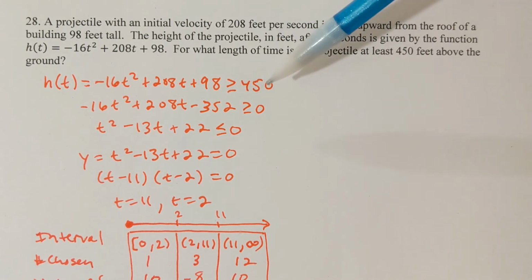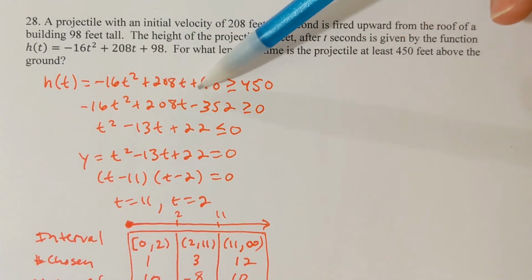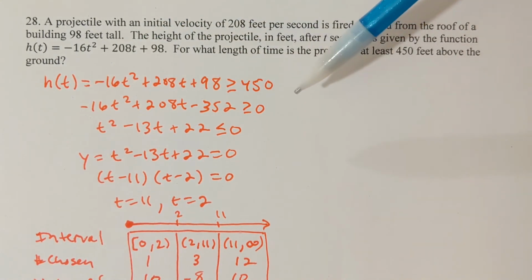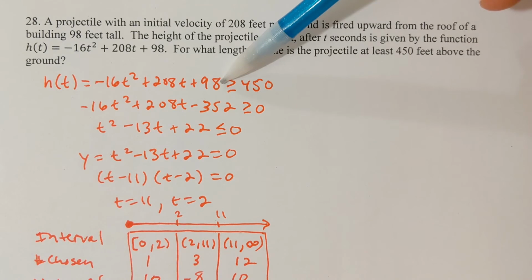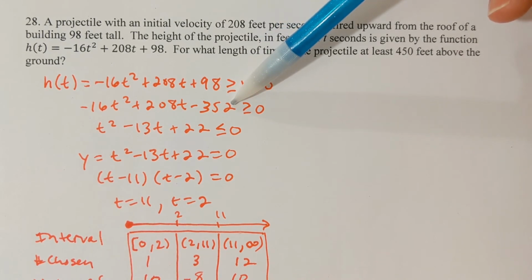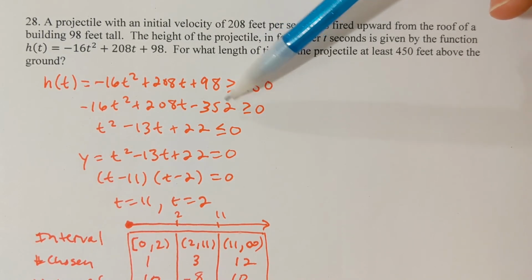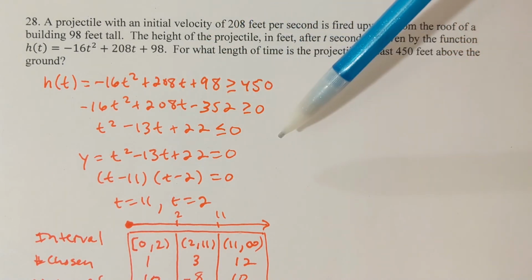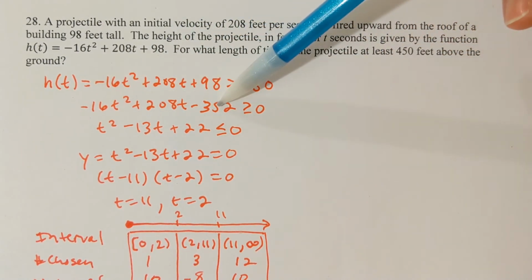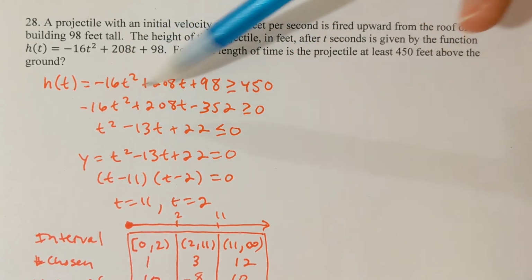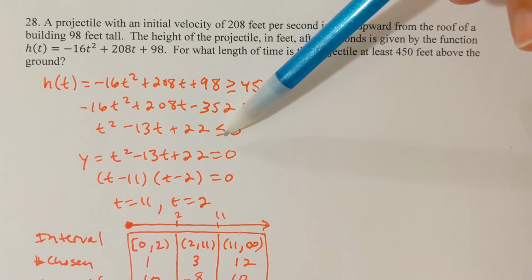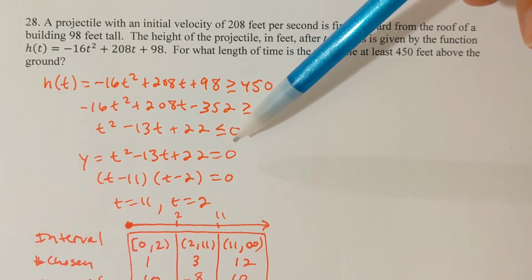450 or more. So I've set that up where the height is greater than or equal to that number, and now I've got to solve this inequality here. Well, I'm going to subtract 450 from both sides, and then the next thing I'm going to do is divide both sides by negative 16. Negative 16 will go into all three of these numbers evenly. Also, the fact that I'm dividing by a negative means that I've got to flip the sign. Remember, whenever we multiply or divide both sides by a negative on an inequality, we have to flip the sign.